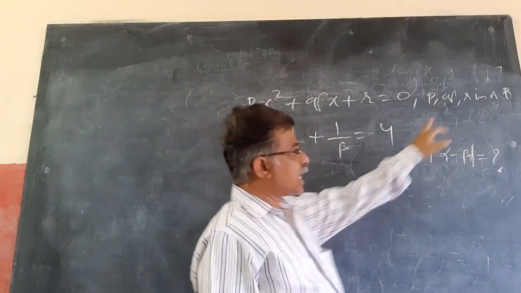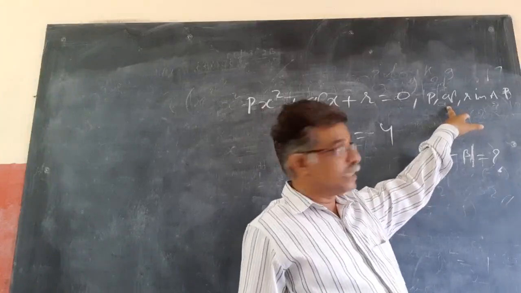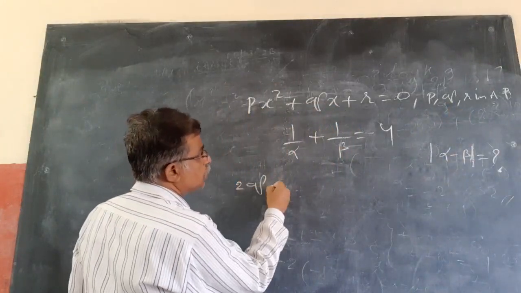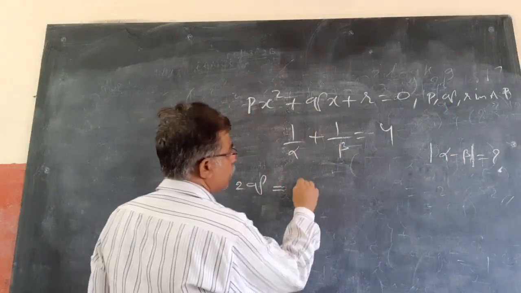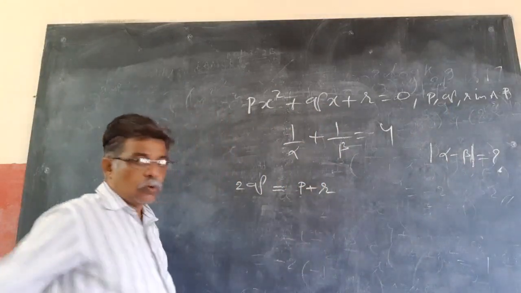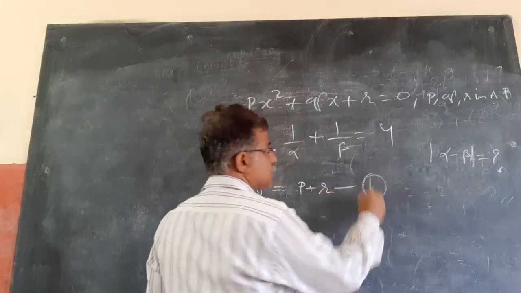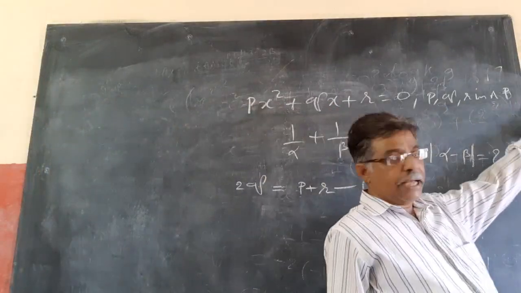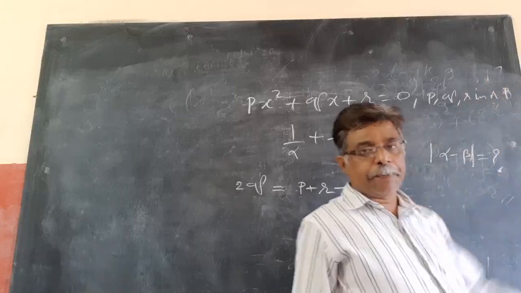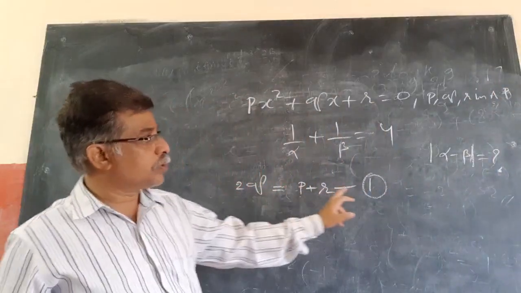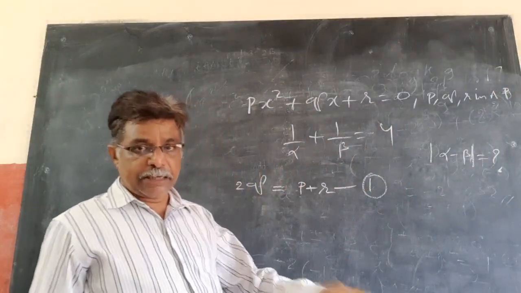We know that there is a common difference, so B equal to A plus C by 2. Here, P, Q, R are in AP means 2Q equal to P plus R. Let this be equation 1. Since P, Q, R are in AP means 2B equal to A plus C, means 2Q equal to P plus R. Let it be equation 1.